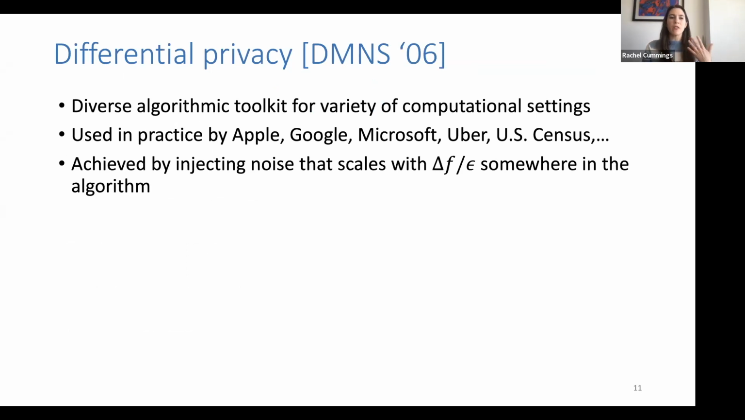And so I want to close by pointing out that differential privacy has a diverse algorithmic toolkit, and it has been used a lot. It's now being deployed in practice by several major tech companies as well as the federal government. And it's always achieved by injecting noise somewhere in the analysis that will scale with the ratio delta f over epsilon. And the algorithm design questions are: how do I add this noise, and where, in a way that won't harm meaningful accuracy of my analysis?